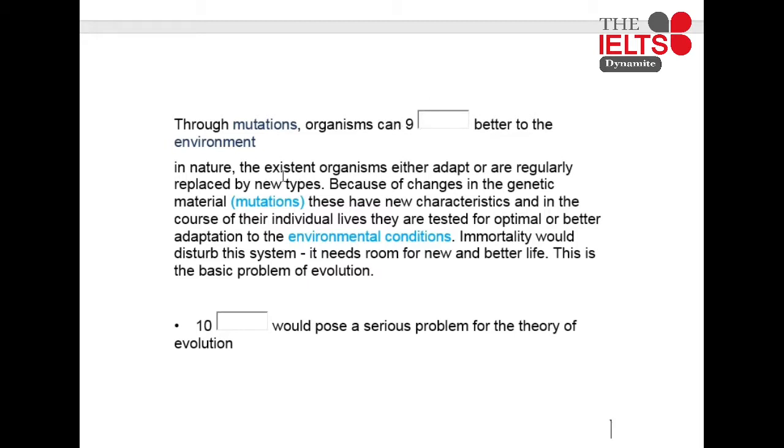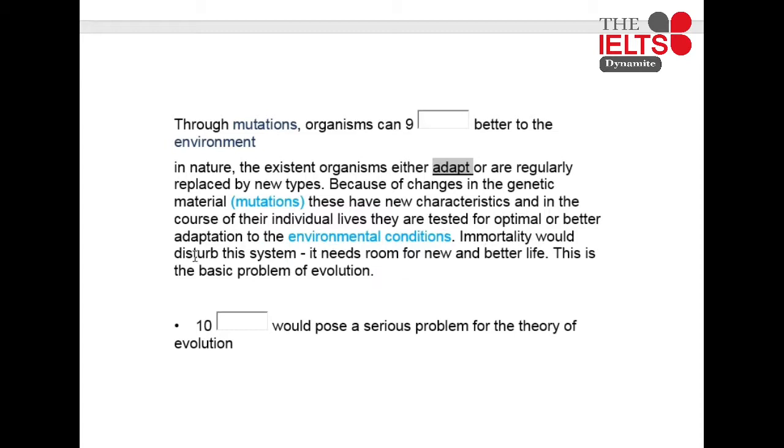Let us underline all the infinitive verbs I have here. So adapt is one verb. Replaced is not infinitive, and even it's not suitable meaning. Have, of course, not giving. No, it's not. It has to do with something with the environment. Tested is not infinitive.